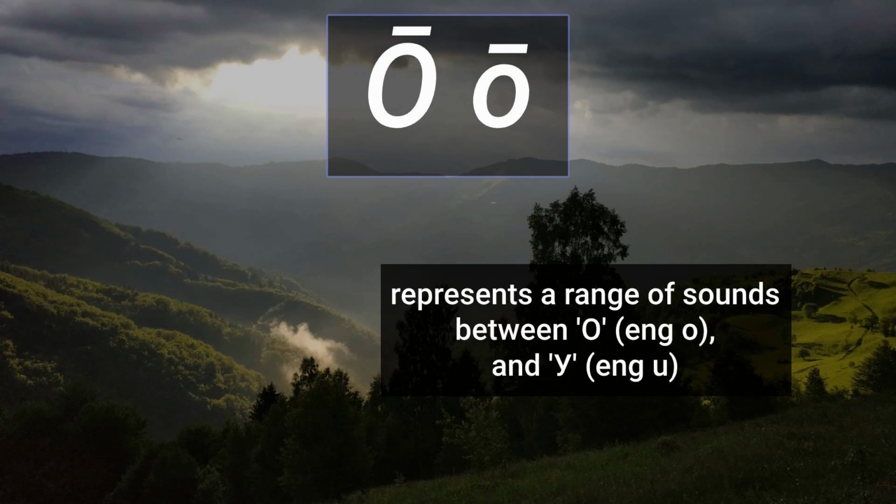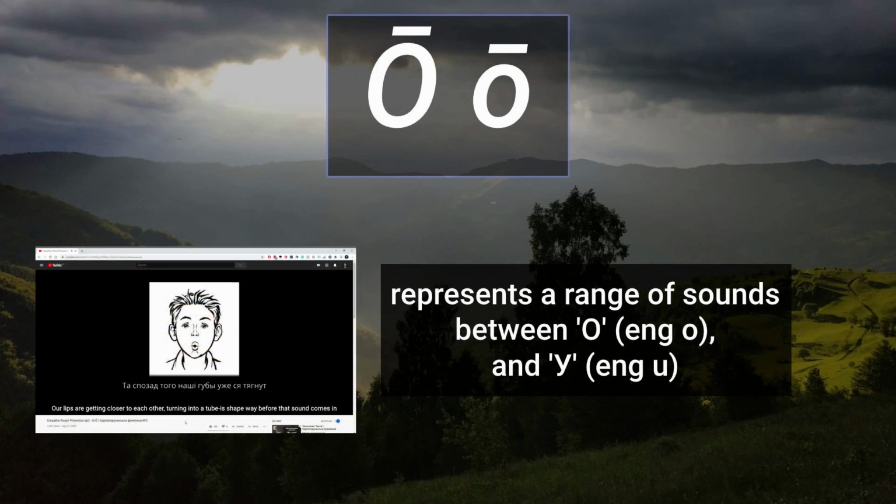Омикрон. This one is also tricky as it represents a range of sounds between o and u that appear in Rusyn dialects not in the same way. If you are a complete beginner, you can skip this one for now, though it might be useful for you in future for more accurate phonetical spelling. Watch the video about this letter here.